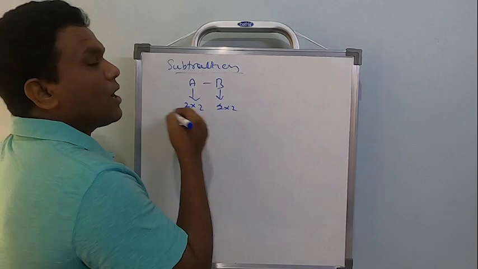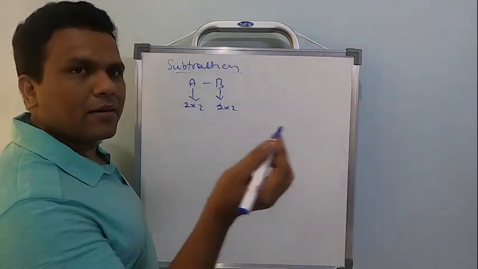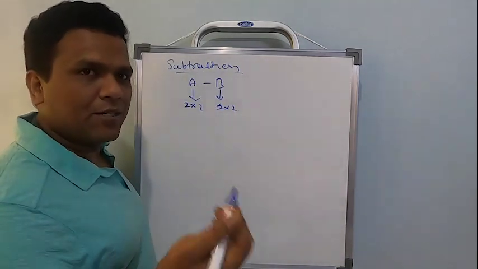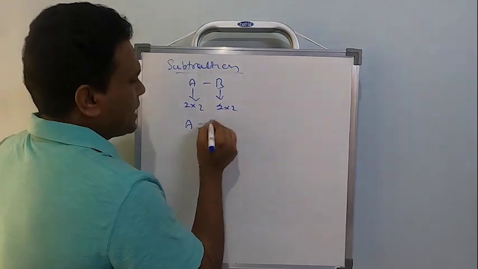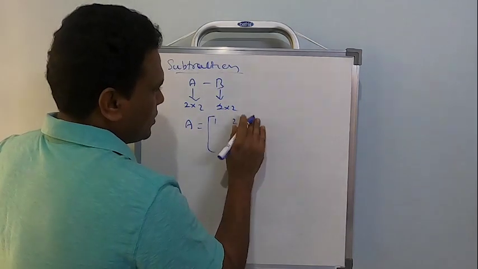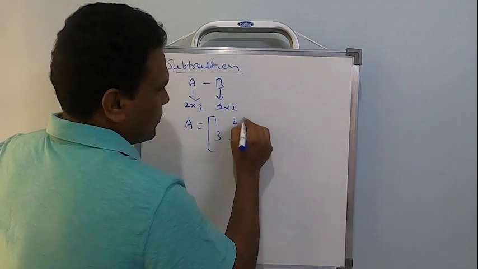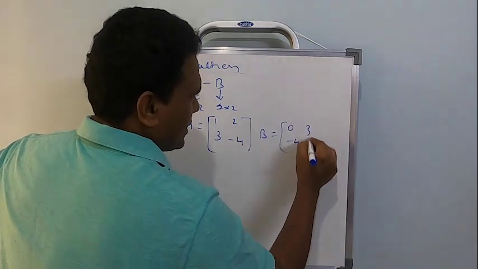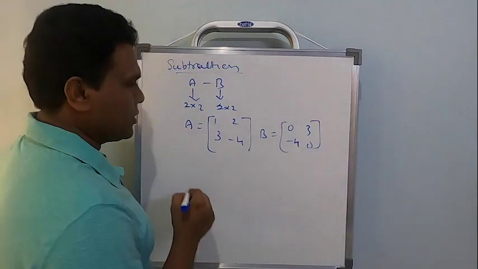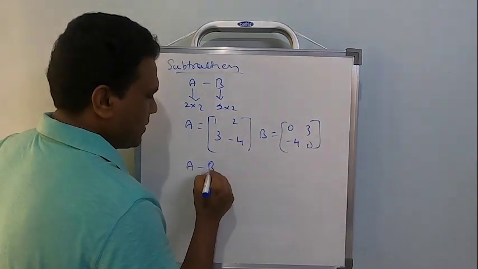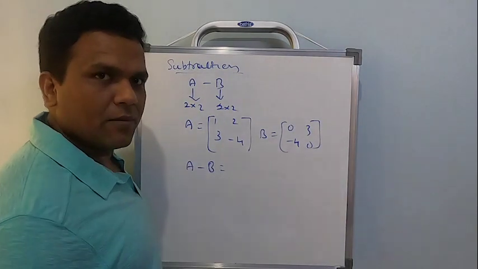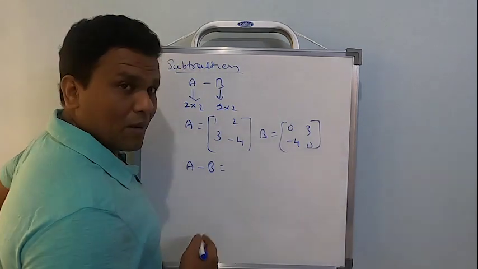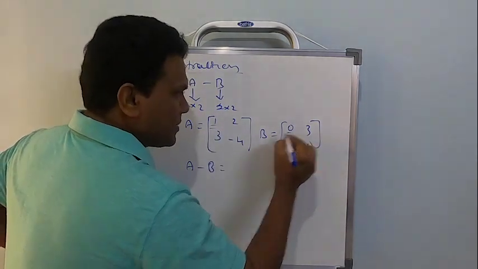Now the next, how to subtract them? Just subtract the corresponding elements, just like addition, right? So suppose I have A as 1, 2, 3, minus 4 and B as 0, 3, minus 4, 0. I should subtract these two, A minus B. First thing, their orders are the same, both are 2 cross 2. Now subtraction: subtract the corresponding elements.